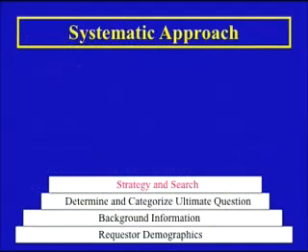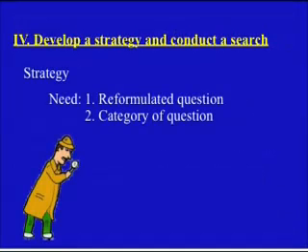Next, you need to develop a strategy and conduct a search of various resources. As previously mentioned, developing a search strategy requires a question and a category to begin the process of selecting appropriate resources. Once resources have been selected, they can be prioritized based on the likelihood of containing the requested information. They may also be utilized in order of availability and ease of use. In other words, organize the search beforehand, knowing where and how to look for the information.